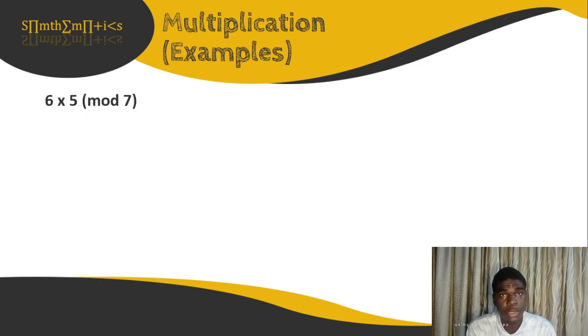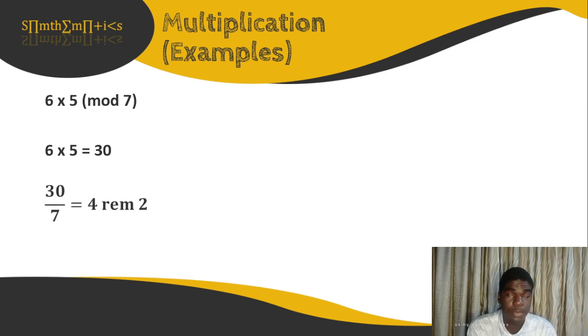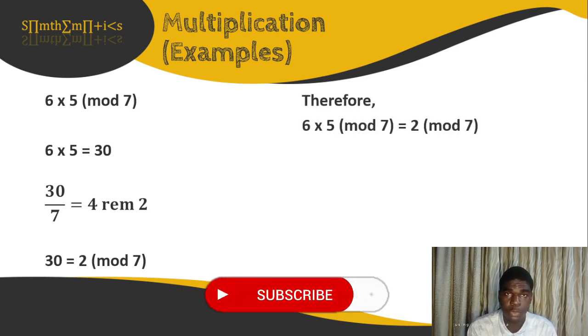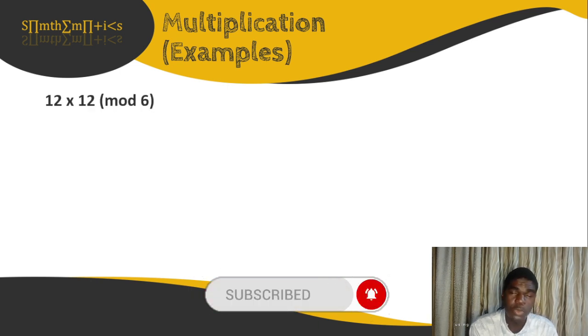6 times 5 in mod 7. The first thing, like I said, is to multiply 6 times 5 normally, that's 30. I'm going to convert 30 to mod 7, and that's 4 with a remainder of 2. If you watched the video on conversion, you will know that our answer now is 2 mod 7, because 30 divided by 7 gives you 4 with a remainder of 2. Pick the remainder, and then you have 2 mod 7. So it means that 6 times 5 mod 7 will give you 2 mod 7. Do you understand? Okay.